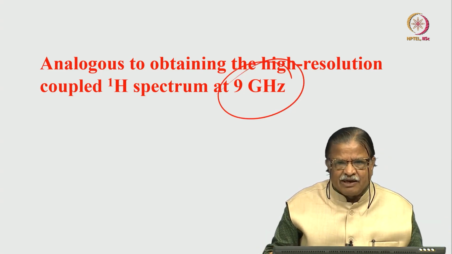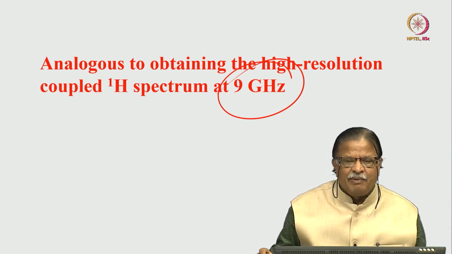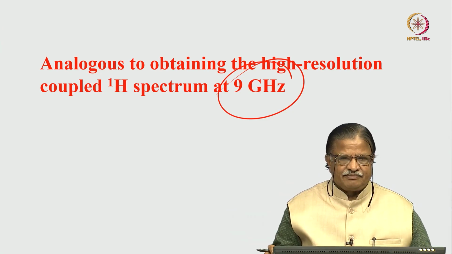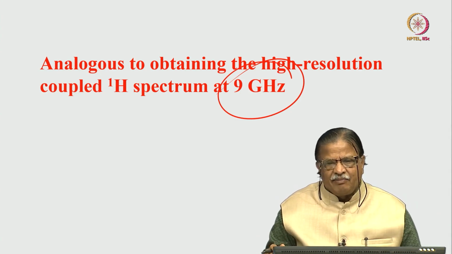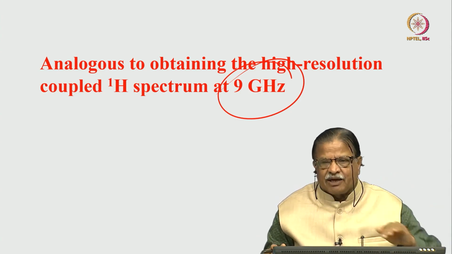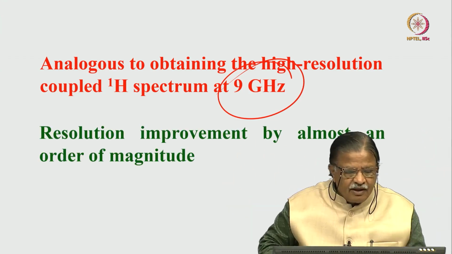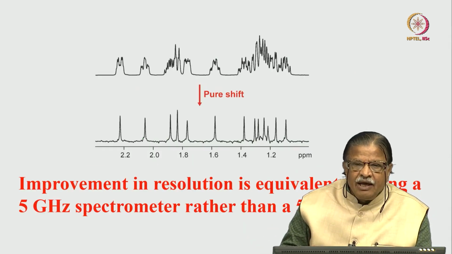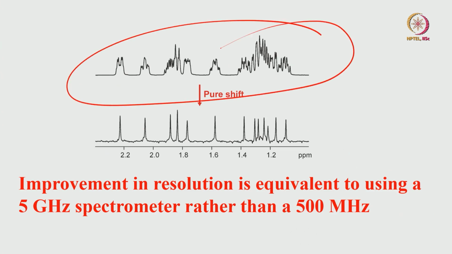If you get a high resolution spectrum at 9 gigahertz, then all these multiplicity patterns will be highly dispersed with only 2 hertz line width, and then it is easy to see. So broadband decoupling can be compared to recording the spectrum in a very high field magnetic field, a high field spectrometer. Resolution improvement is almost an order of magnitude. In pure shift NMR, if you do that broadband decoupling, this is the complex spectrum. Look at this complexity in this region.